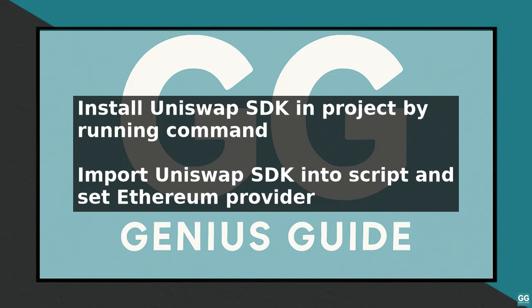To swap on Uniswap using the SDK setup, start by installing the Uniswap SDK in your project. This can be done by running a command to install the necessary packages. Once installed, import the Uniswap SDK into your script and set up your Ethereum provider. This will allow you to interact with the Ethereum blockchain and access Uniswap.